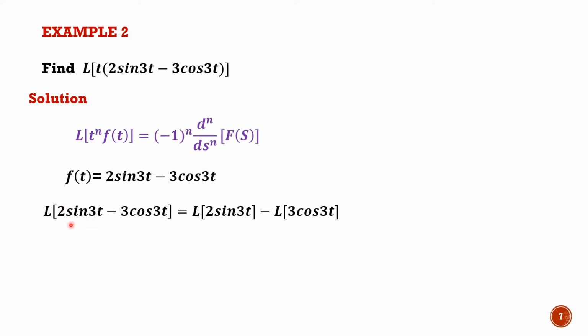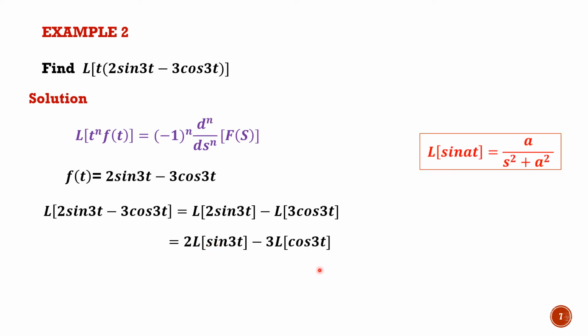So we will get L of 2 sine 3t minus L of 3 cos 3t. Again 2 and 3 are constants. We can take them outside the L function. So we can write 2 into L of sine 3t minus 3 into L of cos 3t. Again, we have to write what is L of sine 3t and L of cos 3t. We know that L of sine at is a upon s square plus a square, and L of cos at is s upon s square plus a square.